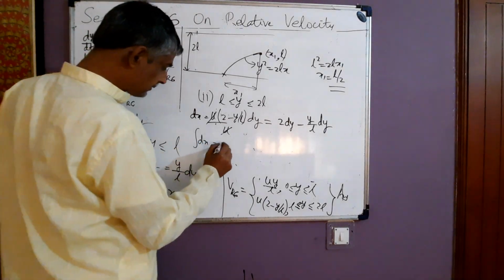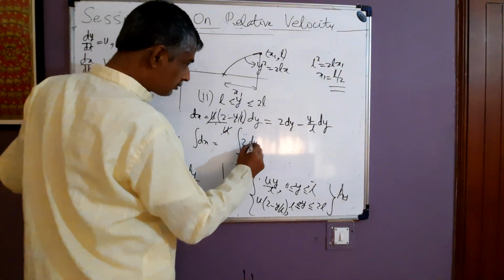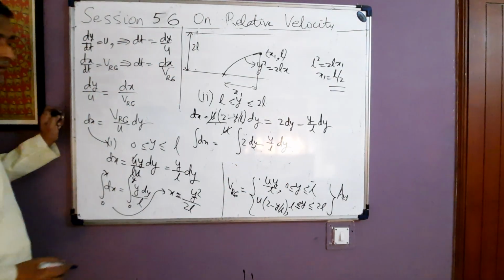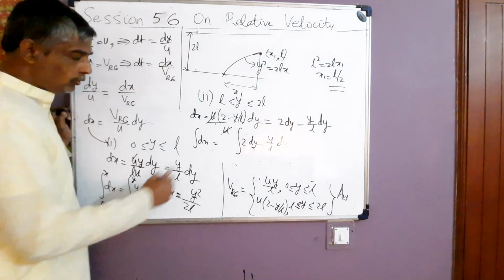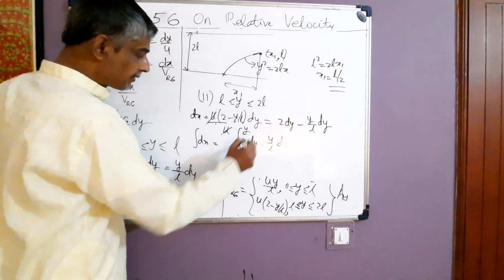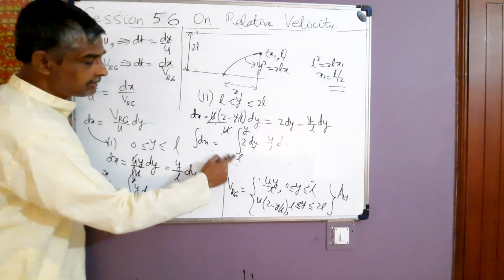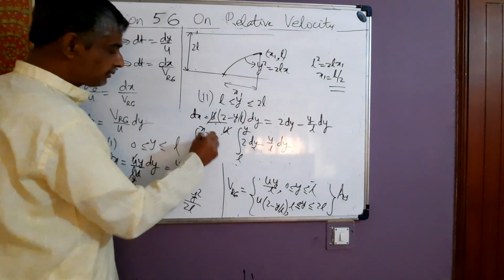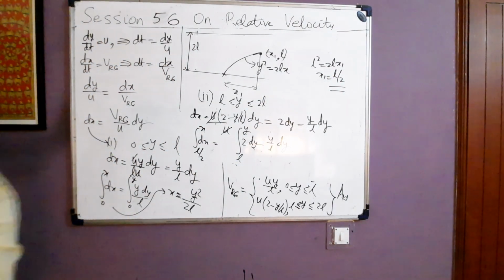Integral dx equals integral of 2 dy minus y by L into dy. Now what is the limit? Lower limit of y will be L, upper limit will be y. When y is L, then lower limit of x will be x1, L by 2. Upper limit will be x.